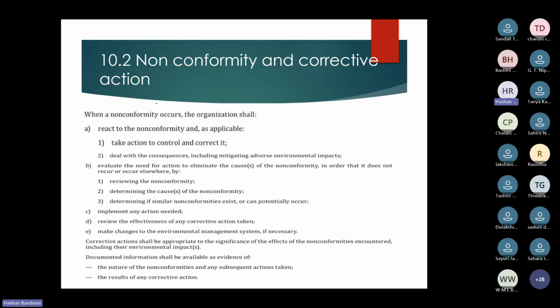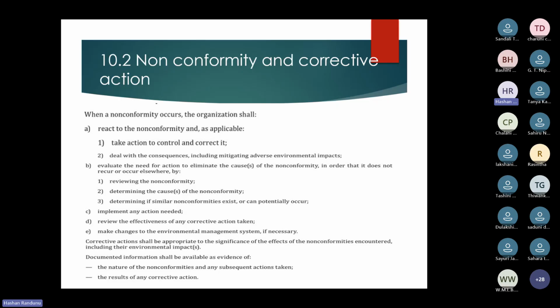And then in clause number 10.2, nonconformity and corrective action. So what's a nonconformity? If I read the definition of the standard itself, a nonconformity is a non-fulfillment of a requirement. It's the opposite of conformity, which is fulfillment of a requirement. So the nonconformity is defined as a non-fulfillment of a requirement, right?